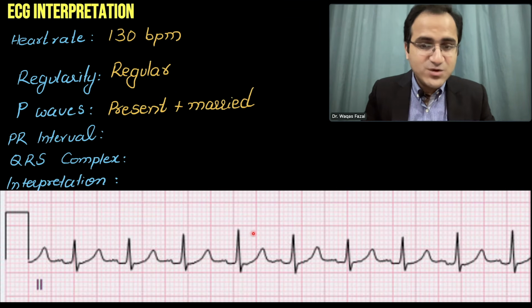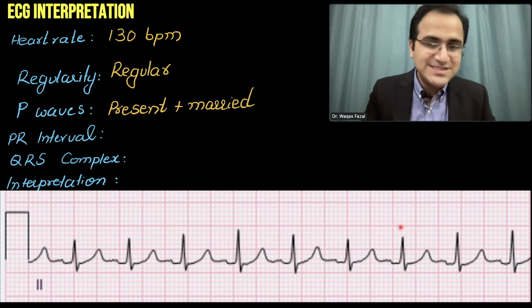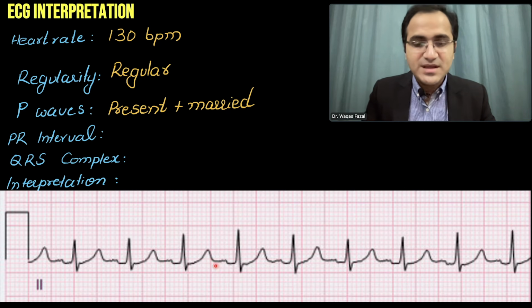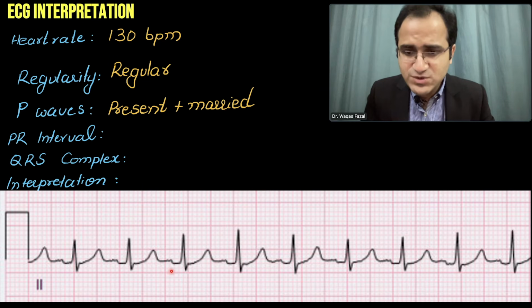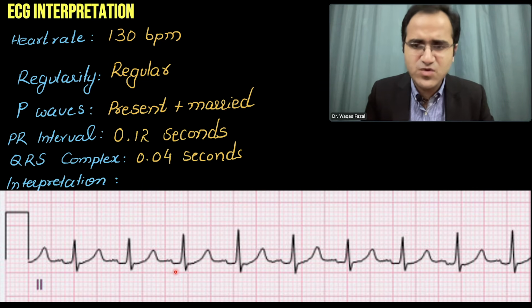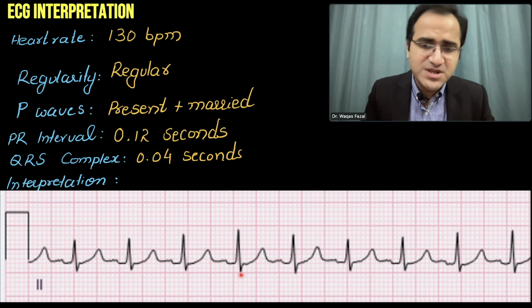The RR interval is equal, so the ECG is regular. The P waves are present. These are the P waves, and they are married to the QRS complexes. Looking at the PR interval, we have 1, 2, 3, almost 3 to 4 small boxes, 0.12 seconds. Looking at the QRS complex, it is narrow with a sharp angle and steep points. That's a normal QRS complex.